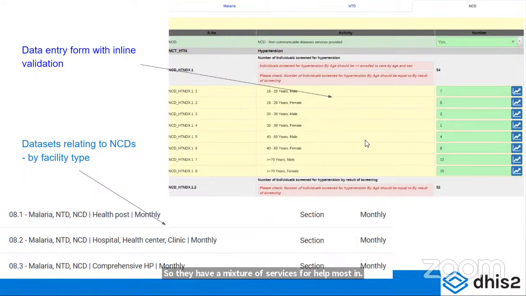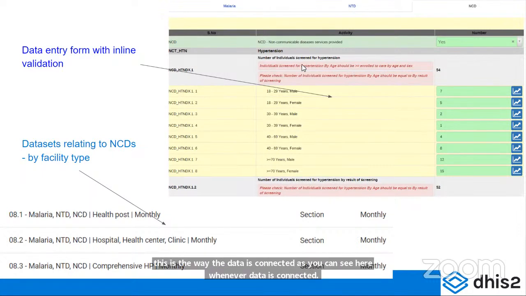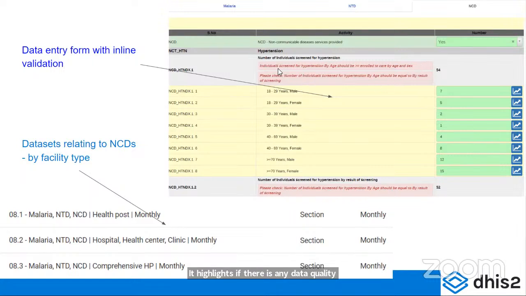So this is the way the data is collected. As you can see here, whenever data is collected, it highlights if there is any data quality issue in red. For instance, here the individual screening by age and sex has to be equal to the screening by result. If these two numbers are not the same, this highlighted data quality issue is always there. Whenever, for instance, the result by type of screening comes with 54, this message will disappear.